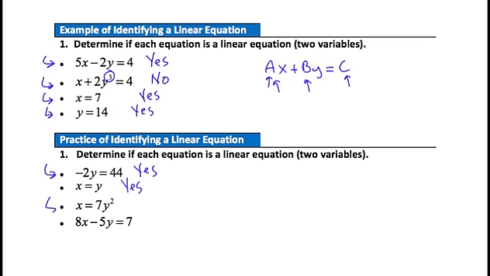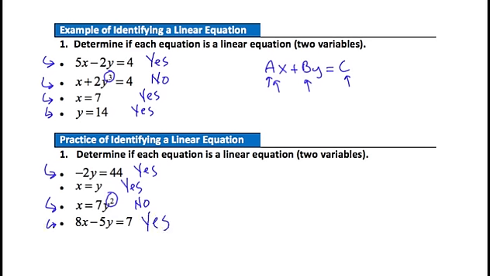The third one here, x equals 7y squared. Well, we got that y squared variable on there, and anything to the second power is going to give us a graph with a curve to it. So that is a nonlinear equation. So we would say no, that's not linear. Finally, 8x minus 5y equals 7. Yep, that looks like a linear equation.